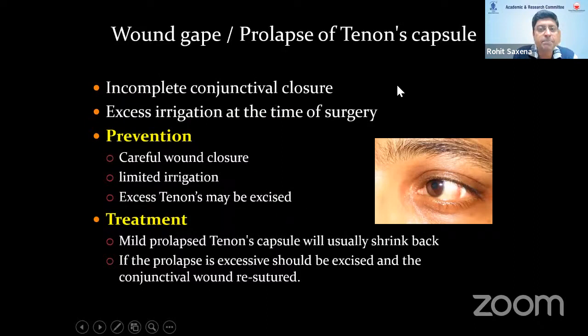Wound gape or Tenon's prolapse can be a problem in the fornix. You may be required to go back and close it again. Sometimes it just sticks. But in the early post-op, you need to make sure that there is no Tenon's prolapse because that will result in a cyst formation.